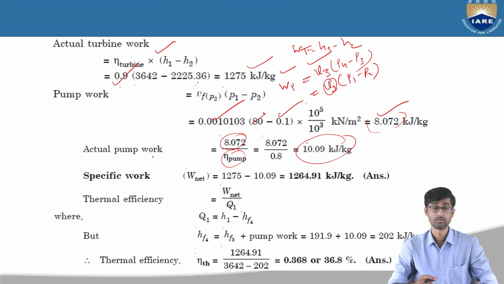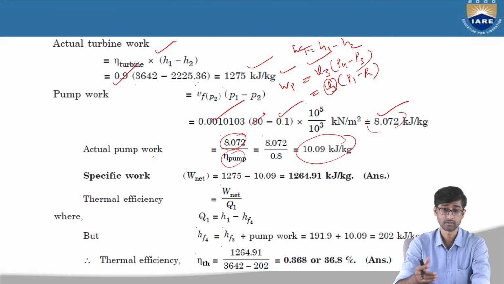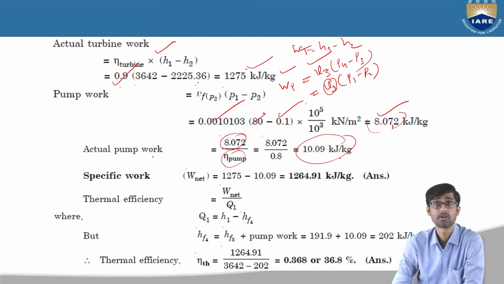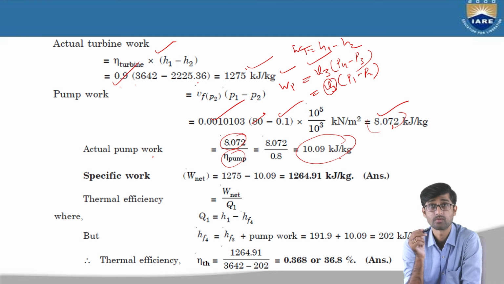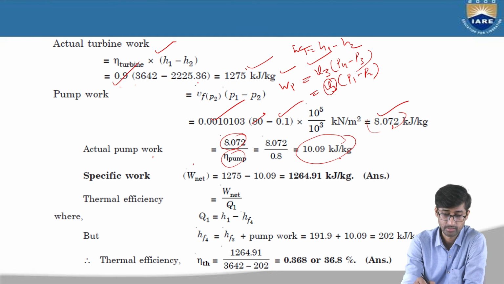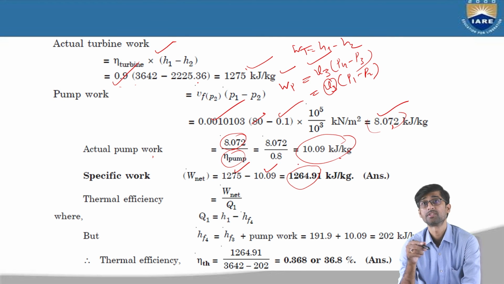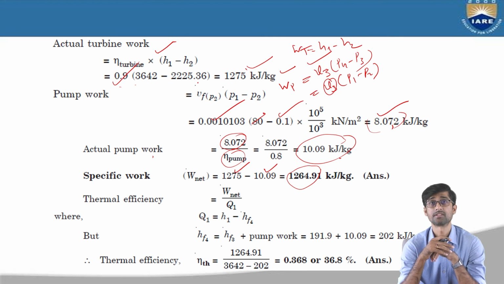Okay. Now we are going to use the values of actual turbine work and actual pump work, not ideal. Right. Now what is the specific work? That's nothing but the net work done. So net work done is equal to actual turbine work, that is 1275, minus actual pump work 10.09. So this is the specific work or net work done. It becomes 1264.91 kilojoule per kg. So this is the first answer.